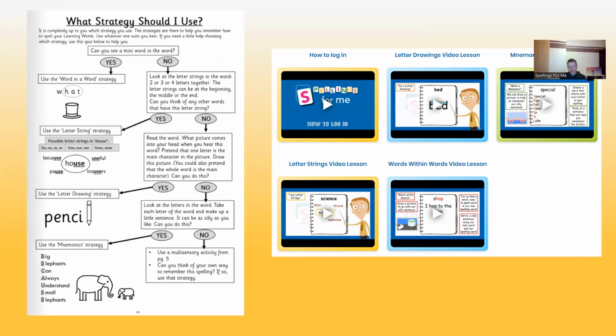And this flowchart, the page here that you see in front of you is page 13. It's there to help the students decide what strategy they should use for the word that they have. As I said, if you don't know what the strategies are, don't worry, because as you can see on the right hand side, we have video lessons that explain these strategies to your students.